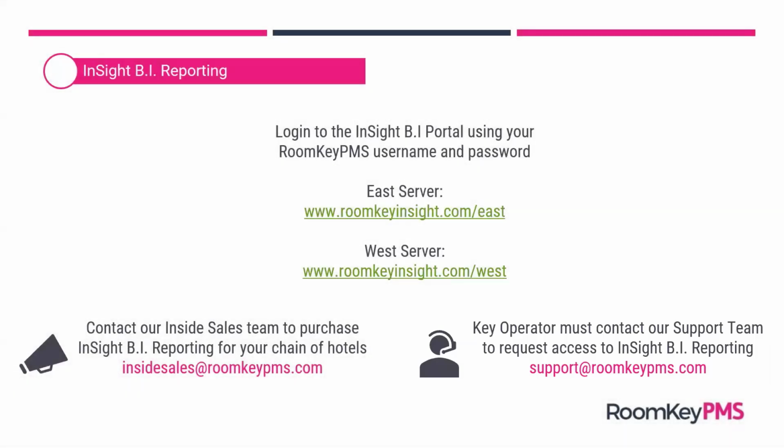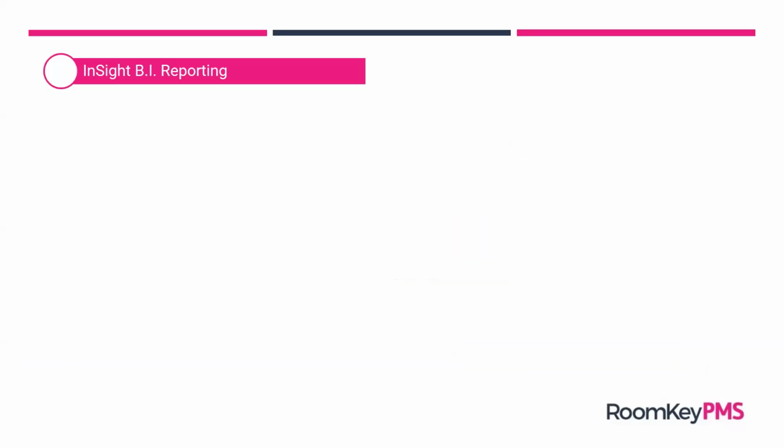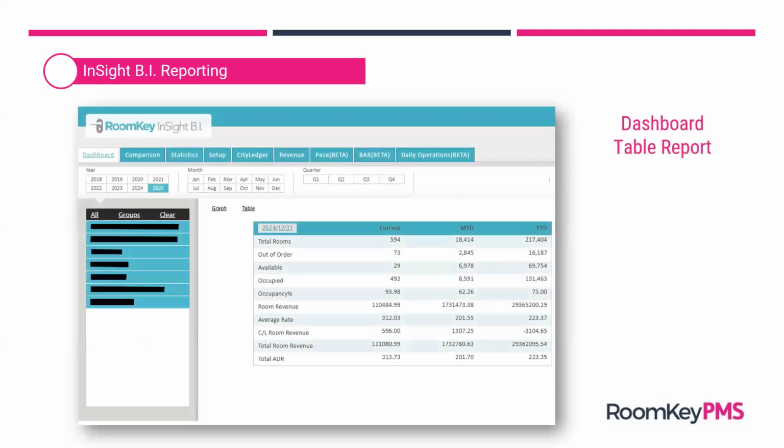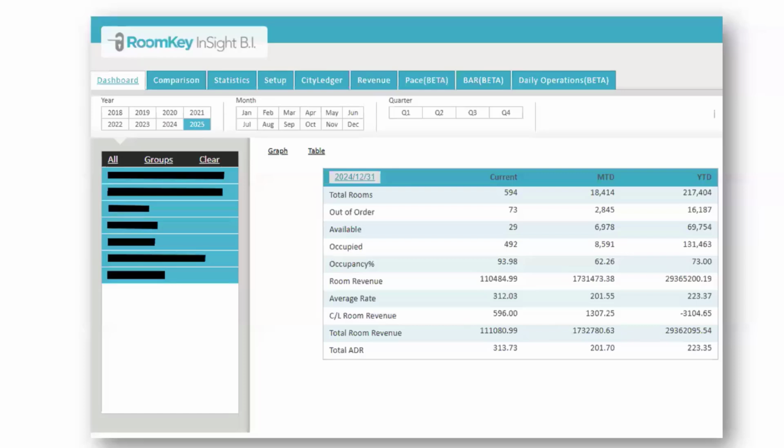So if you have access to BI reporting for your chain or group of hotels, there are a couple of reports that I would like to highlight from the Roomkey Insight BI portal. The first one is our dashboard or table report. When you first log into Insight BI, you will see the dashboard information display, and by default, it's going to show you all of the properties listed along the left-hand side that are available in your chain. This is really useful if you have multiple properties or a chain of hotels. By default, all of them will be selected here, but you can choose or deselect certain ones.